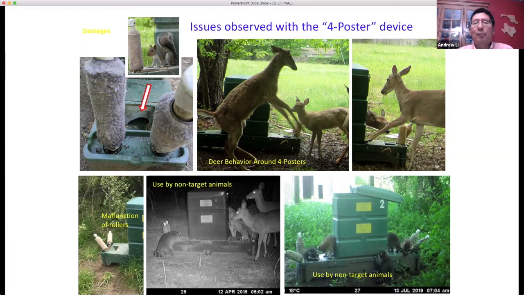It's kind of counterproductive. On one hand, we try to reduce the tick population. We may or may not achieve that. But at the same time, we put so much corn there, we help increase the deer population. So we try to find a way to get around this. Next slide, please.